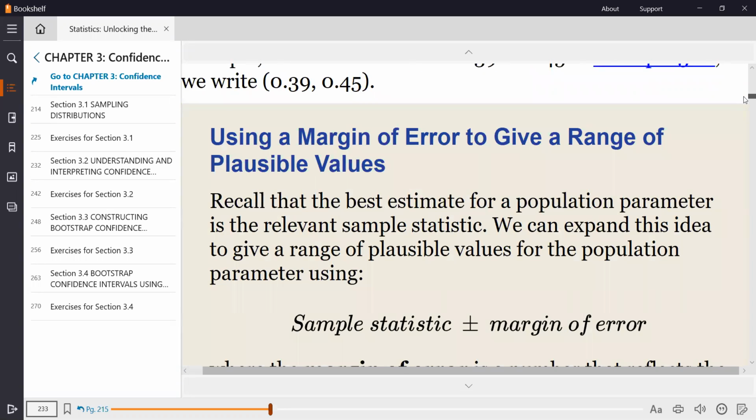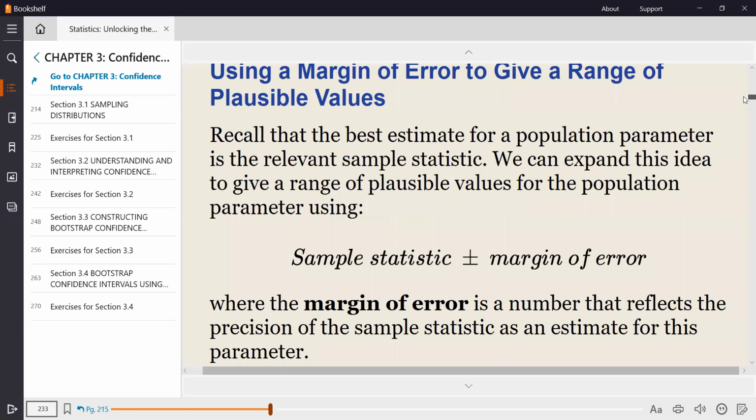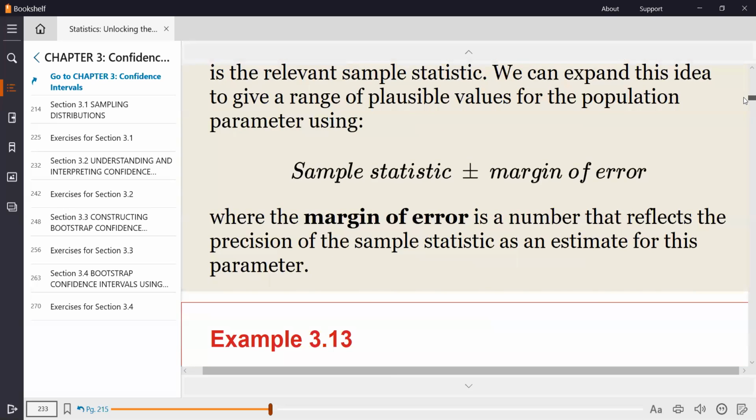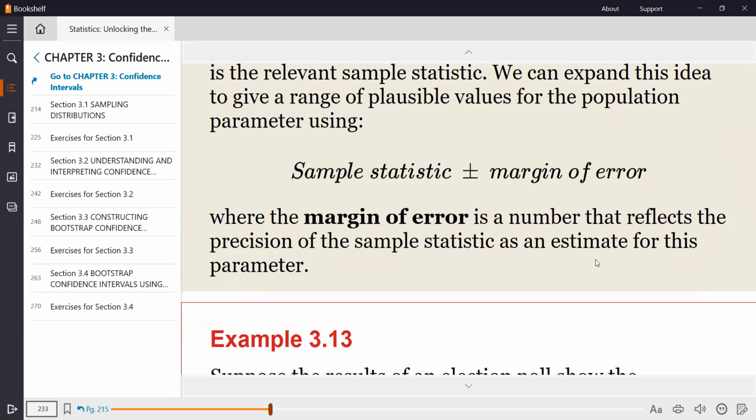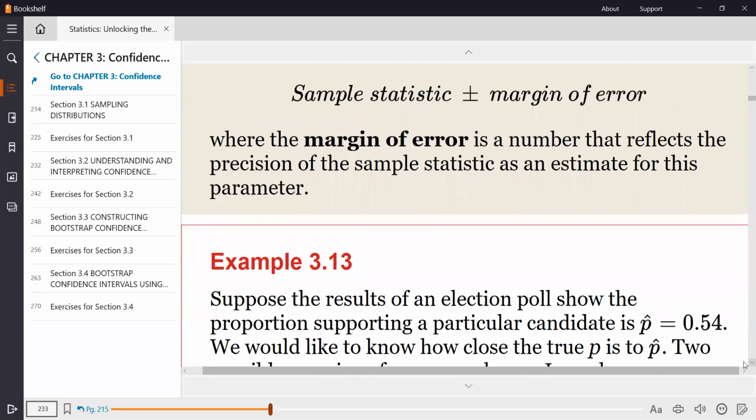So this is the traditional way of constructing a confidence interval. Using a margin of error gives a range of plausible values. There's your general formula: sample statistic plus or minus the margin of error. We want that margin of error to be as small as possible. It reflects the precision of the sample statistic as an estimate. The more narrow the range of values, the better that sample statistic is at estimating the population parameter. That's the whole idea. We want this range of values to be small.